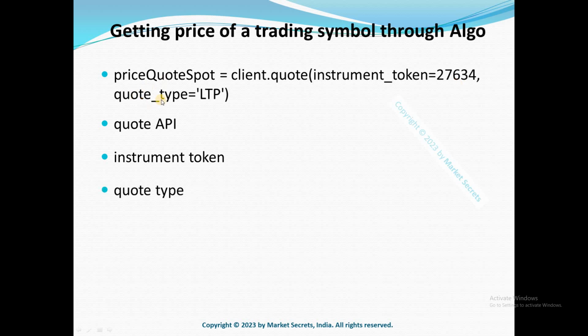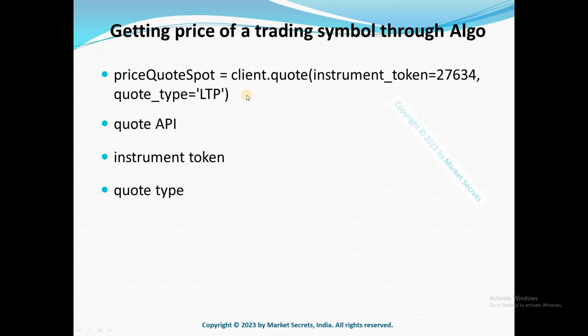The next parameter is quote type, which is nothing but the type of data that you need from the server for this particular instrument token. You can either ask for the last traded price, which is short for LTP. If you give LTP, it will get you the last traded price of this particular instrument token. But you can also ask for OHLC, which is nothing but open, high, low, close data. You can request any type of data that you want, whether it's OHLC data or the last traded price data. You mention what type of data you want, and the server will respond accordingly.